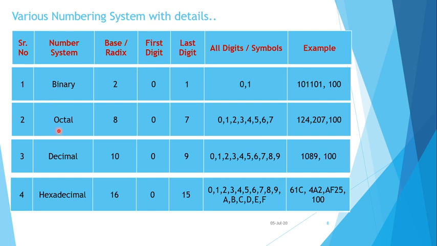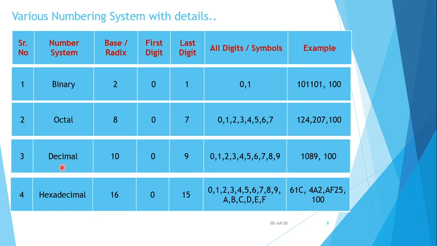Right. Then we have the octal number system. For octal, the base is 8. Okay, and the first digit is again 0, and the last digit is base minus 1, that is 7. Okay, so since the base is 8, we have 8 different symbols starting from 0 to 7. Right, and these are the examples: 124 in octal, 207 in octal, 100 in octal. Right.